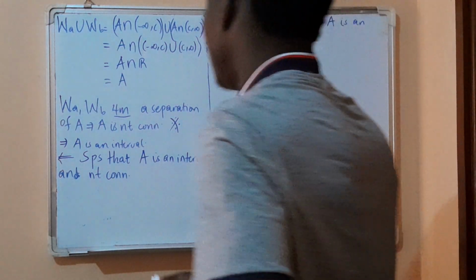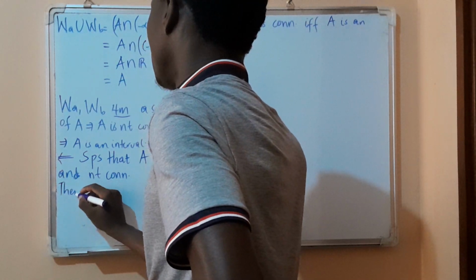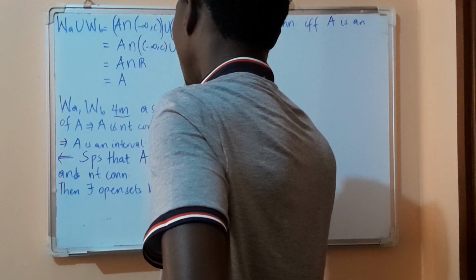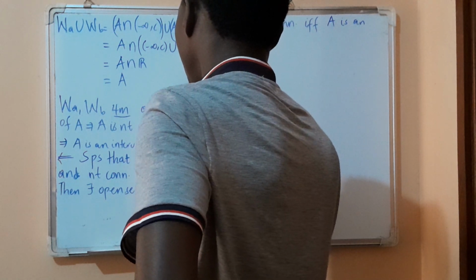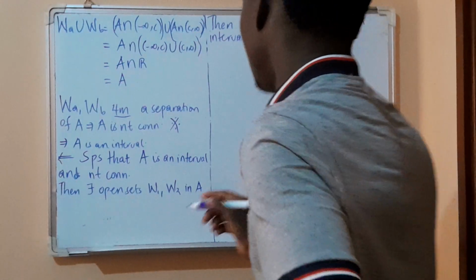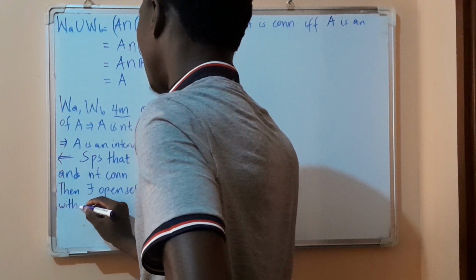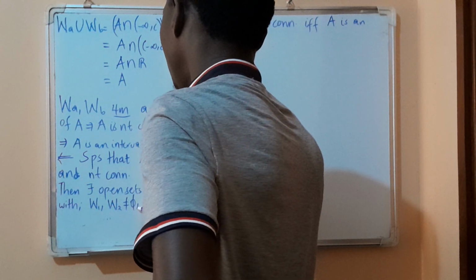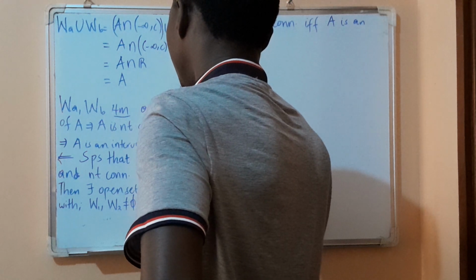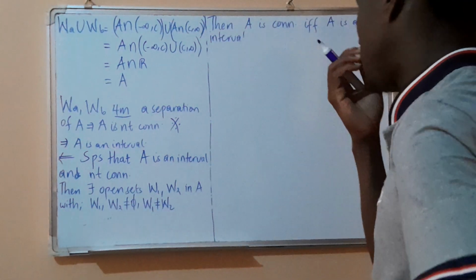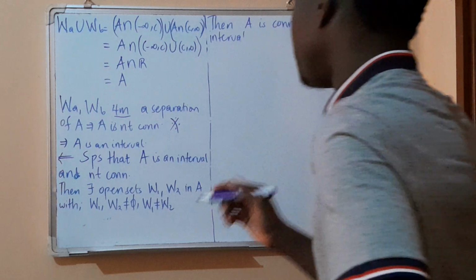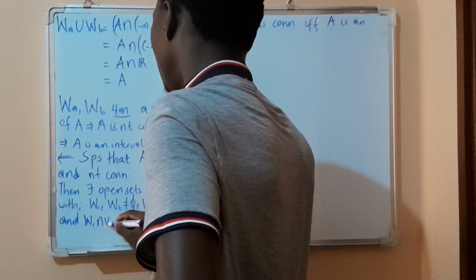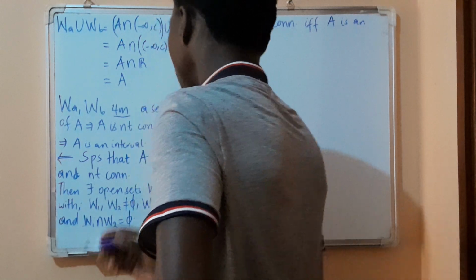If A is not connected, then there exist open sets W1, W2 in A, with W1 and W2 being non-empty, distinct, and disjoint. And W1 intersection W2 is an empty set.